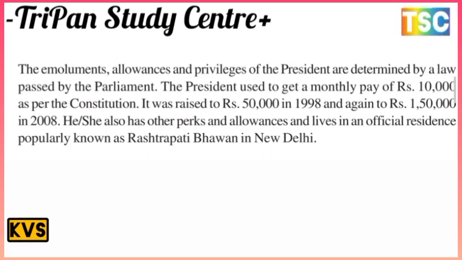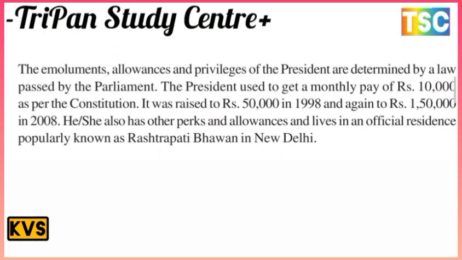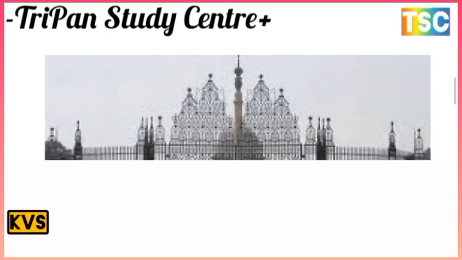The emoluments and allowances of the president are determined by a law passed by the parliament. The president gets a monthly pay of 10,000 as per the constitution. It was raised to 50,000 in 1998 and again to 1,50,000 rupees in 2008. The president also gets other allowances and lives in the official residence popularly known as Rashtrapati Bhavan in New Delhi. On your screen is Rashtrapati Bhavan in Delhi.